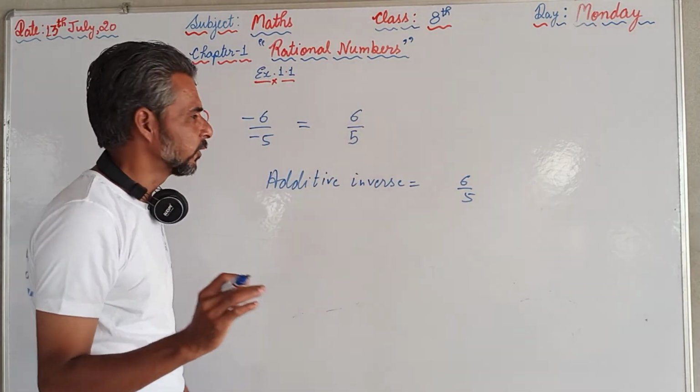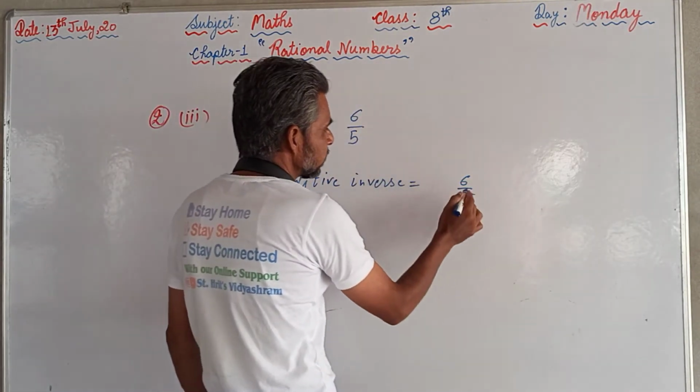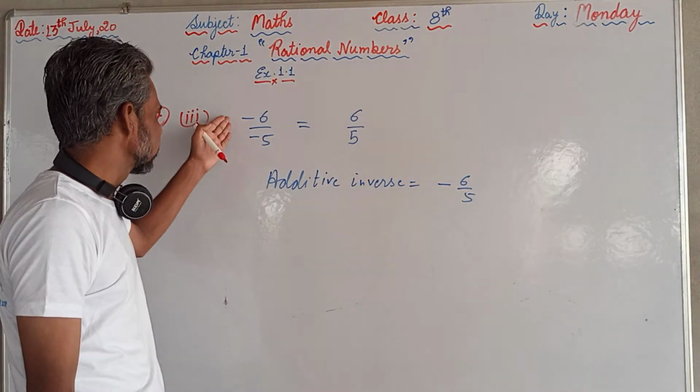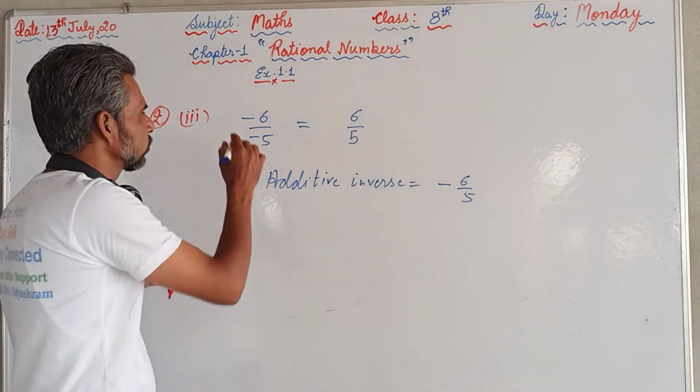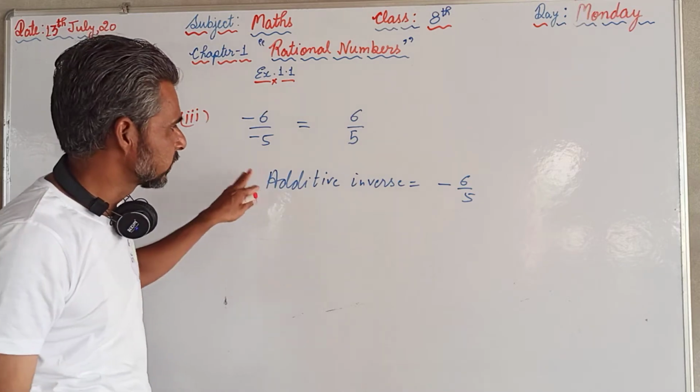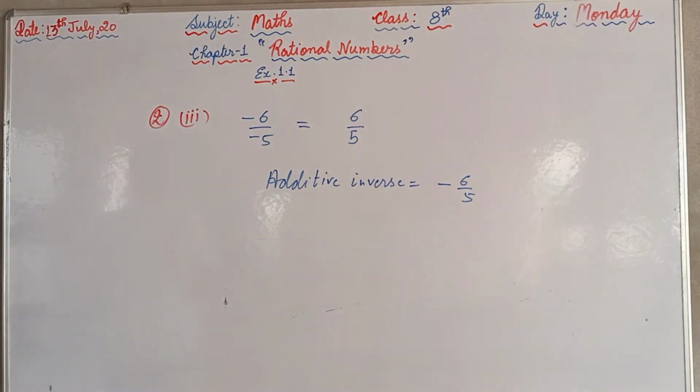The same in magnitude. But this is positive, this will become negative. The same thing. You are not supposed to confuse that this is negative and this is also negative, then we are supposed to change the sign to plus. That will be wrong. So this is the right way how to find the additive inverse.